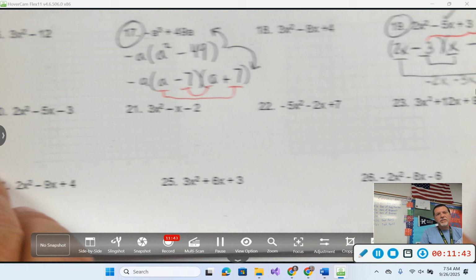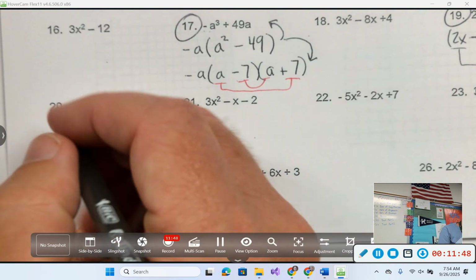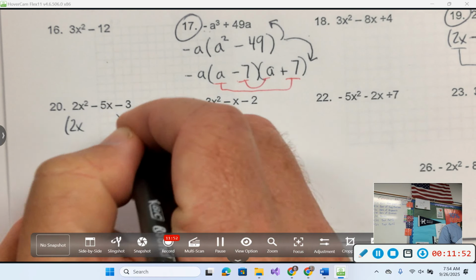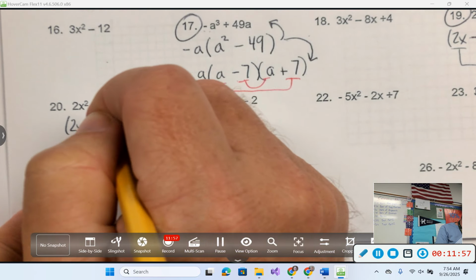Let's do another one of those. Let's look at number 20. Well, it's got some of the same numbers. So it's got to be 2x and x. It's got to be 3 and 1, but I don't know about where the 3 and the 1 go.